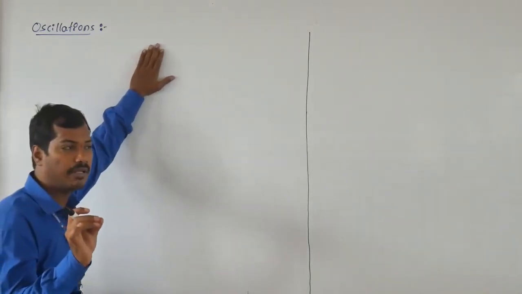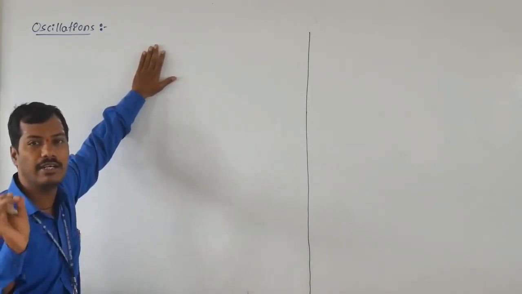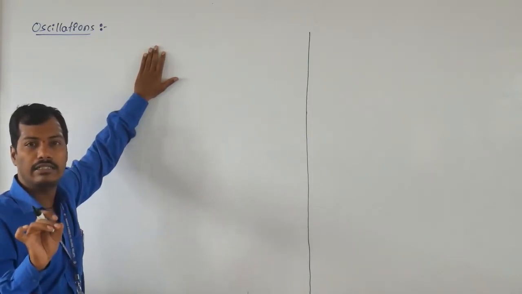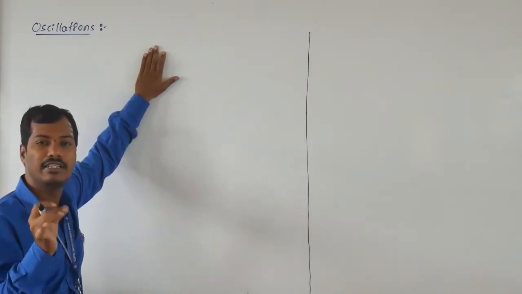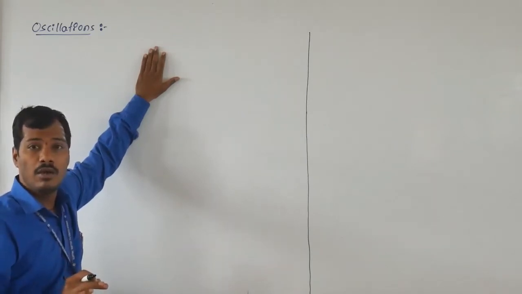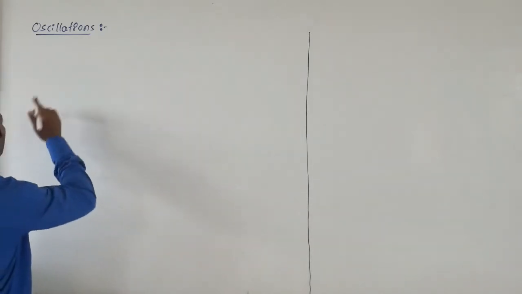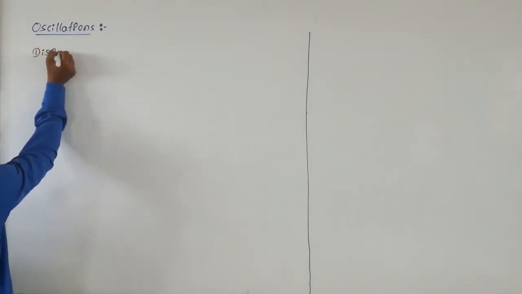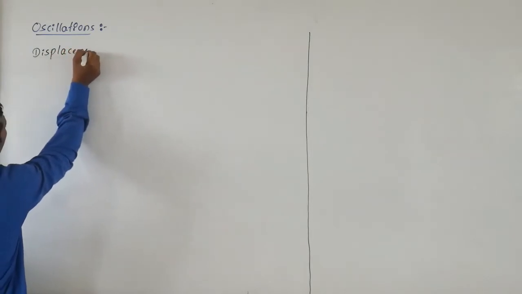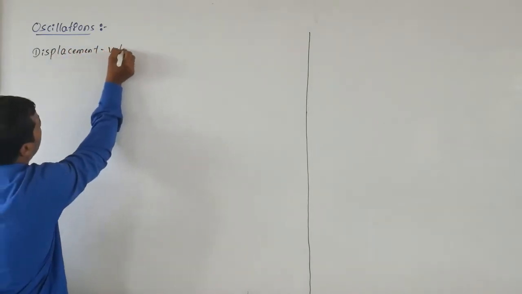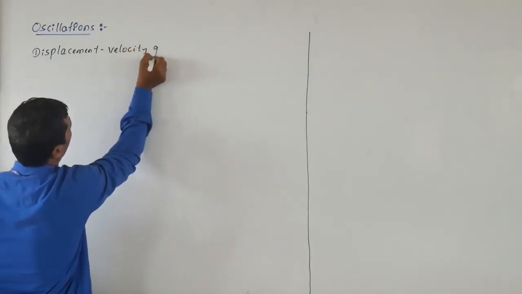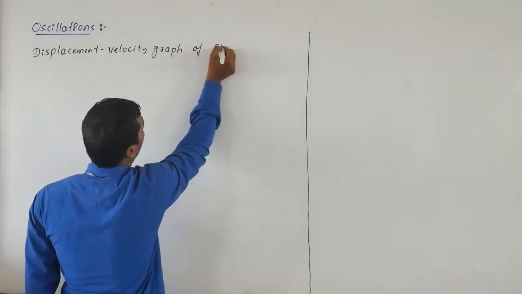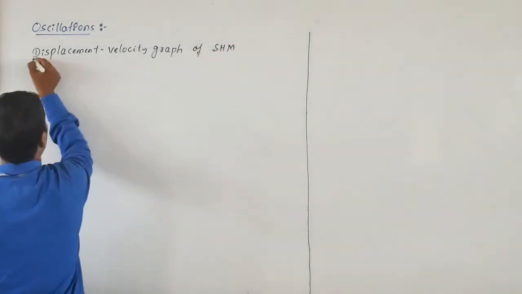Always remember that the displacement-velocity graph of a particle executing simple harmonic motion is nothing but an ellipse. Why this? I'll tell you. The first one is the displacement-velocity graph of simple harmonic motion. I will write directly here.